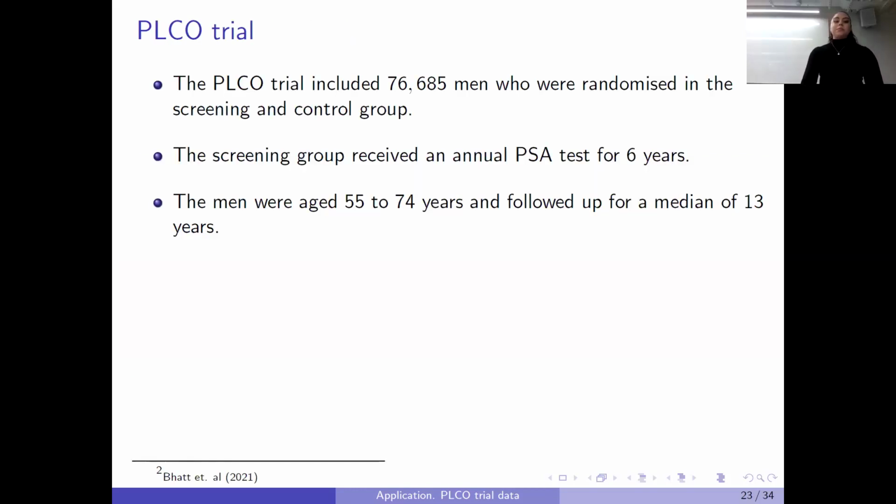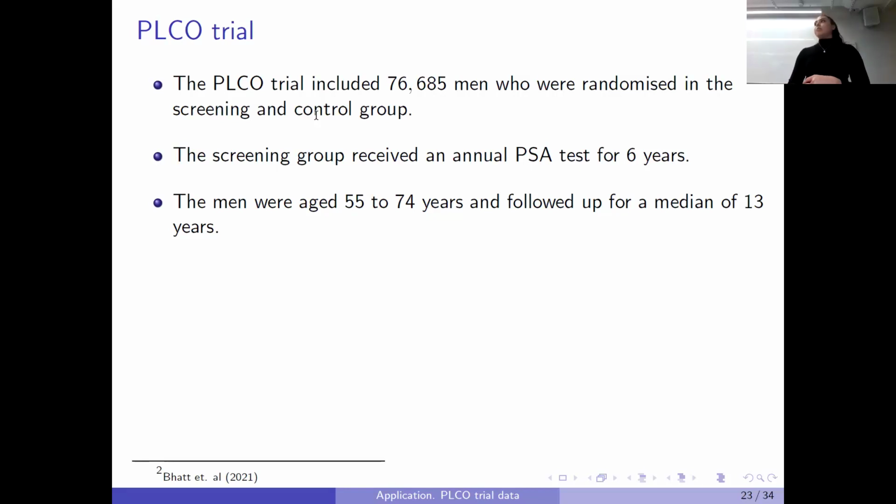So now talking more specifically about the data, the PSA trial included roughly 76,000 patients, and they were randomized into screening and control groups. The screening group received an annual PSA test for 6 years, and the men were between 55 and 74 years old, and they were followed for a median of 30 years.